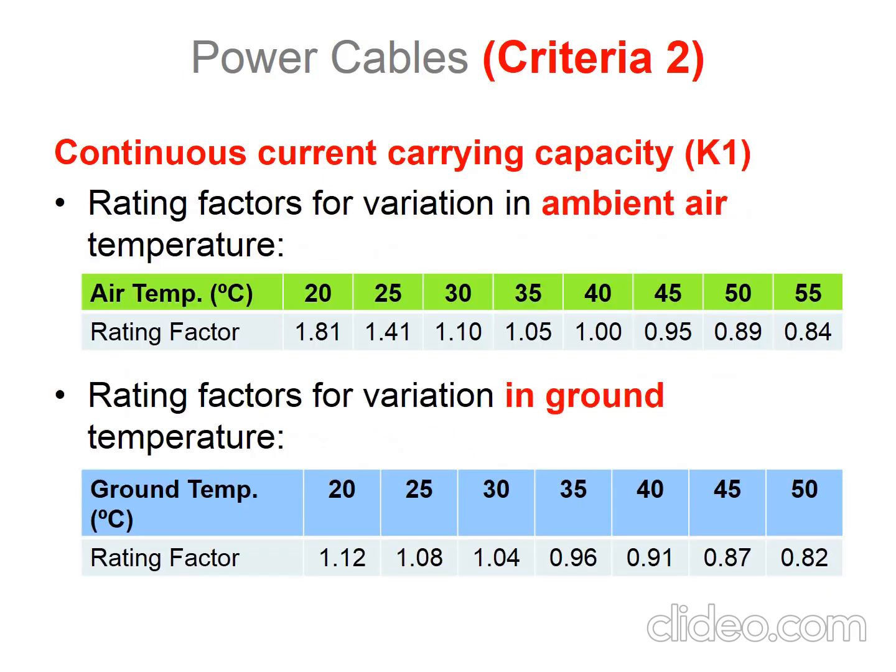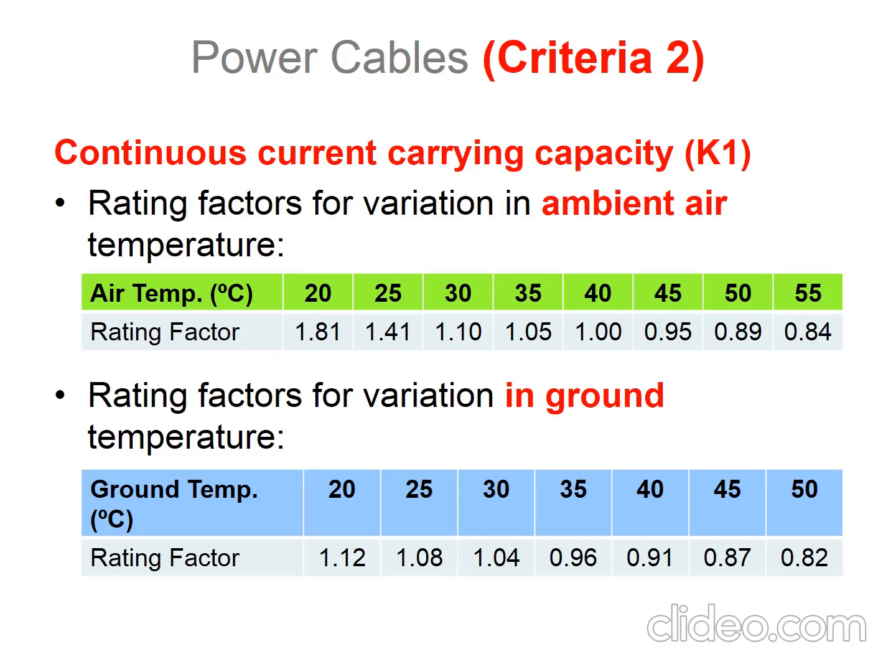Okay, first we go to continuous current carrying capacity, K1. We have K1, K2, K3, K4. First we go to K1, which is for ambient air. This is the temperature rating factor and also the air temperature. So for an air temperature of 20, the rating factor is 1.81.